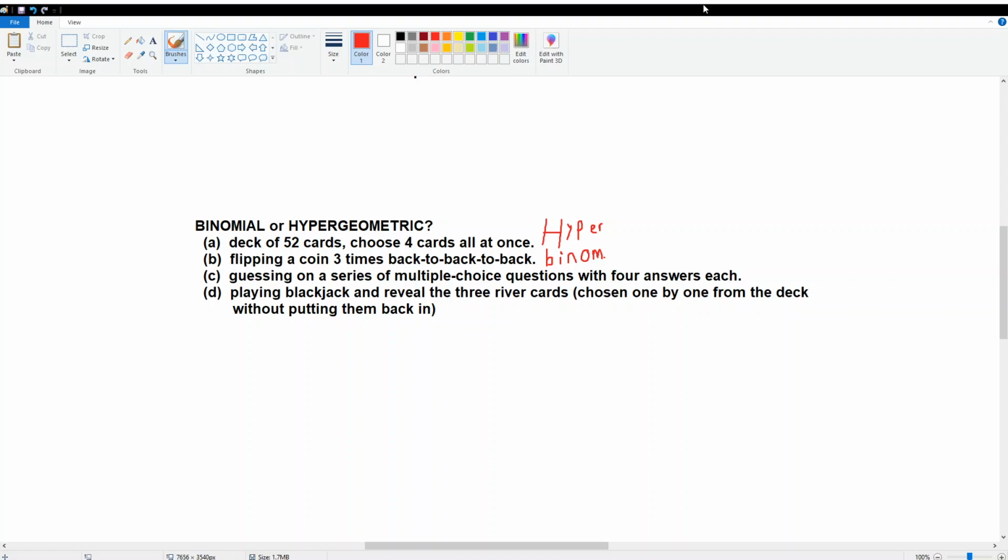Now, part C, we're going to have a series of multiple choice questions, 4 answers each, and you're guessing on all of them. How many of y'all think that's going to be binomial? How many of y'all think that's going to be hypergeometric? This one's binomial as well. Although it's a different question, you get the idea.